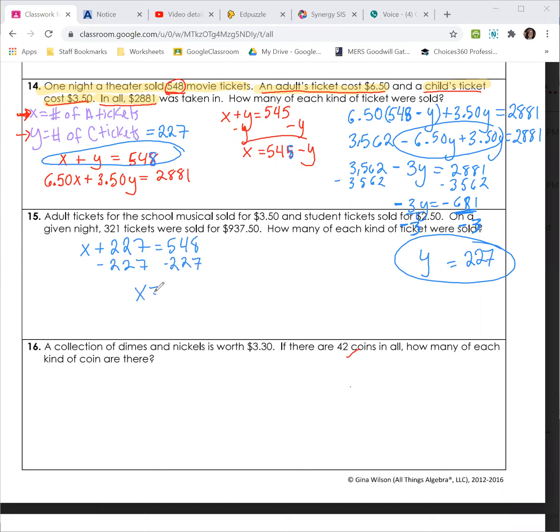We end up with X equals 321. Okay, so the number of adult tickets sold was 321.